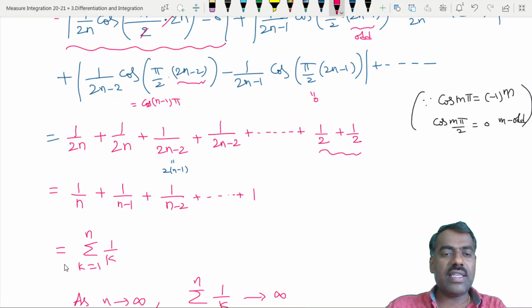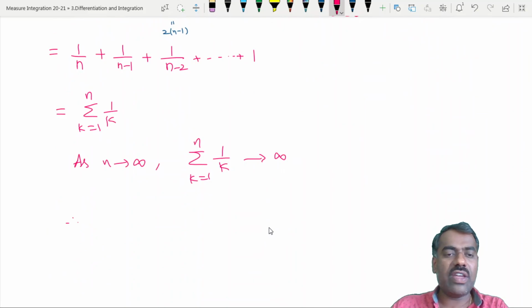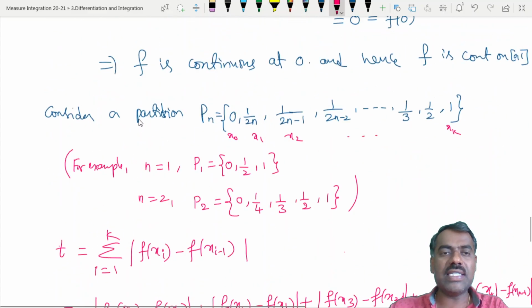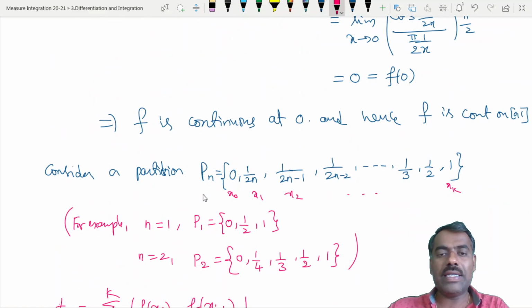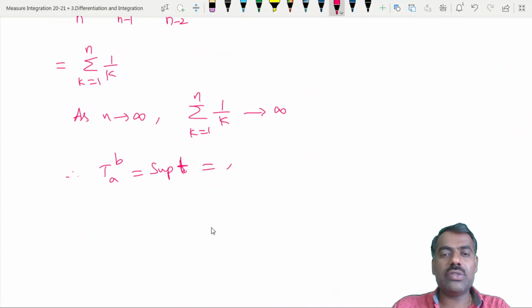So therefore, this variation that we are getting is infinity. Therefore, this total variation is also infinite, which is equal to the supremum of such values, right? But when one of the partitions we are taking is P_n and we take the limit n tending to infinity, that value we got is infinity. So therefore, this is also infinite. Is this clear? This implies f is not of bounded variation.